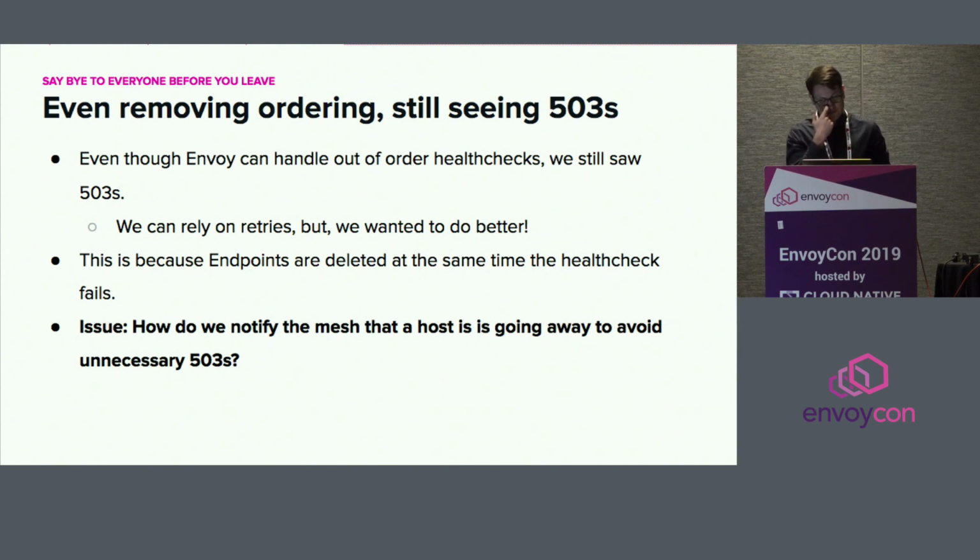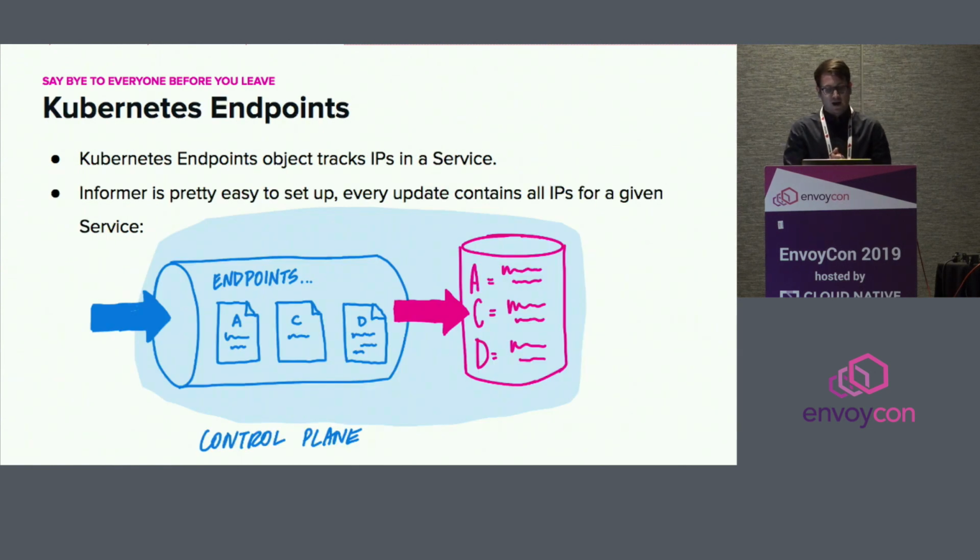The reason we saw this 503 issue is because we're using the Kubernetes endpoints to be our source of truth as far as what the EDS data is. And the way endpoints are handled is that they get deleted at the same time the readiness check fails. It's actually concurrent. And in our case, the readiness check is the same thing as our Envoy health check. So there could be a case where the health check fails and then the endpoint disappears, and then it's just kind of chaos.